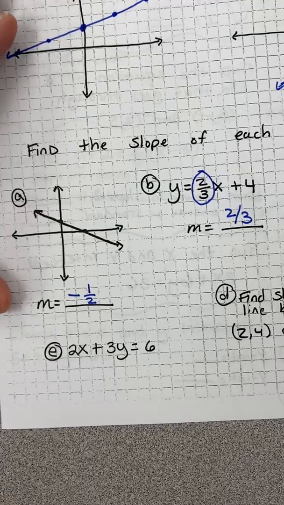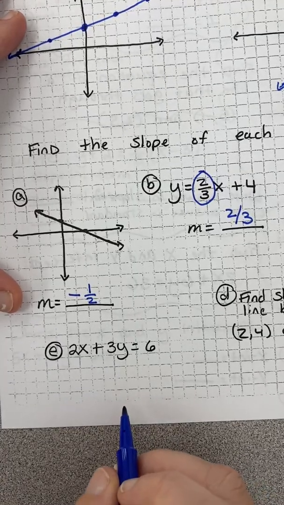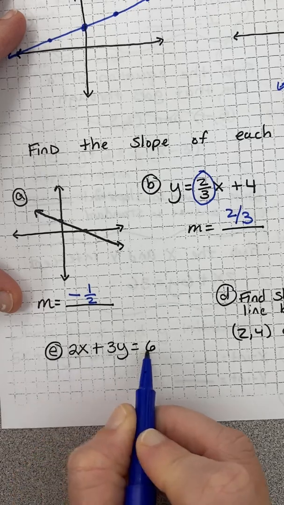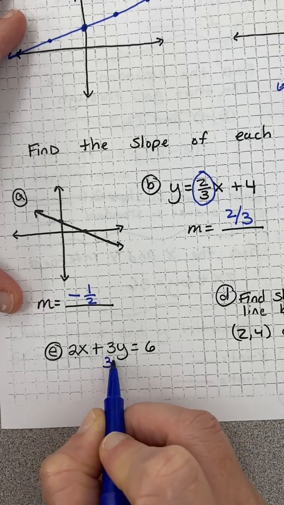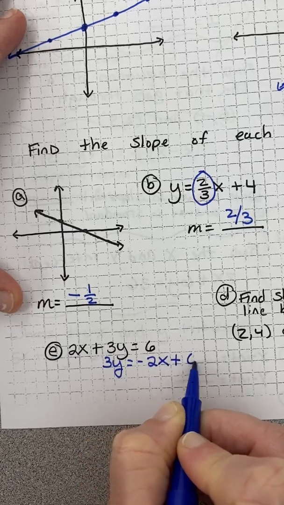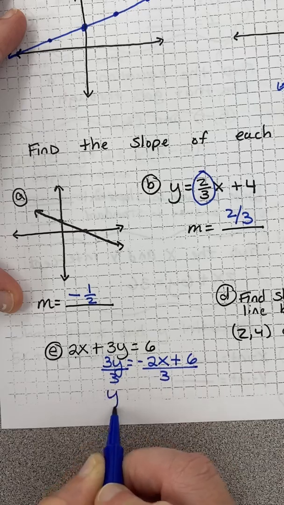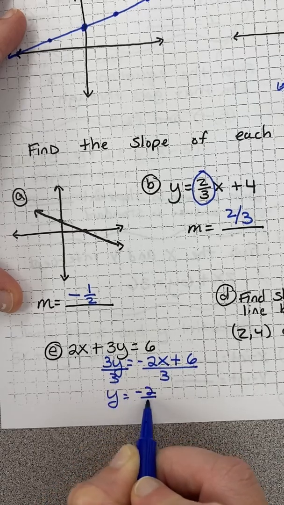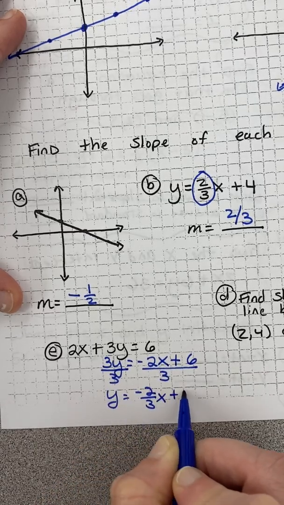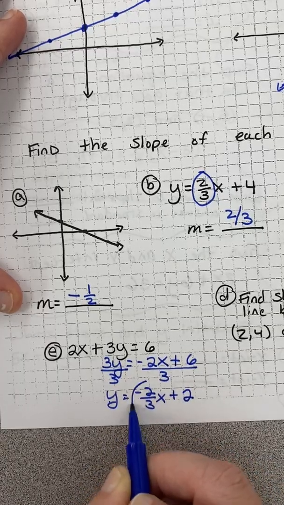Now the next one, E, is in standard form, which makes it kind of a pain. I have to put it in slope-intercept form. So I'm going to subtract 2x from both sides. And now I'm going to divide by 3. And now it's in slope-intercept form, y equals mx plus b. This is my slope.